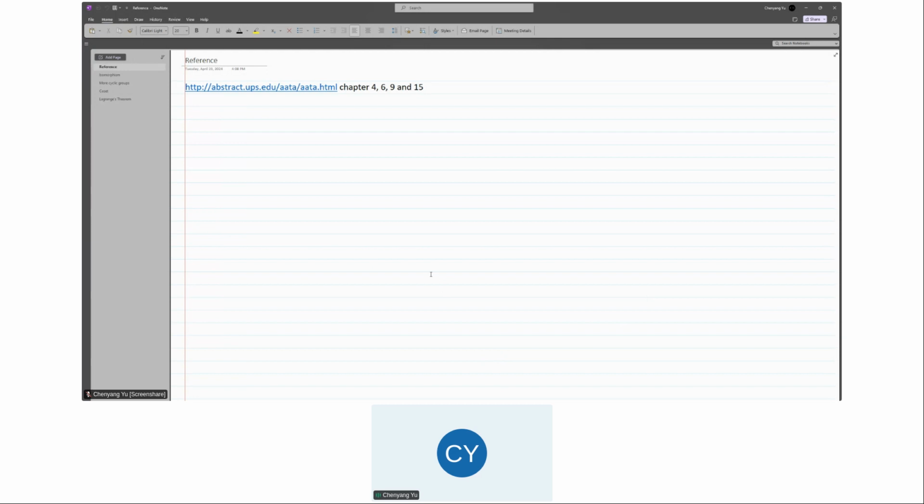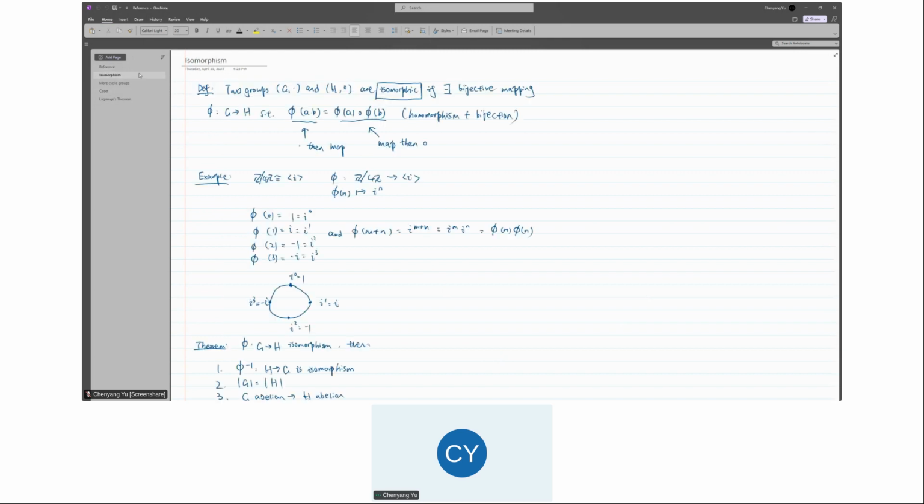So the material I prepared for my talk is mainly cyclic groups. Also, we talk about cosets, leading to a proof of the Lagrange theorem. The main reference is this AATA book. It's free and online. It's a pretty nice abstract algebra book that does not go too deep, so I use that as a reference. Okay, and let's start with isomorphism.